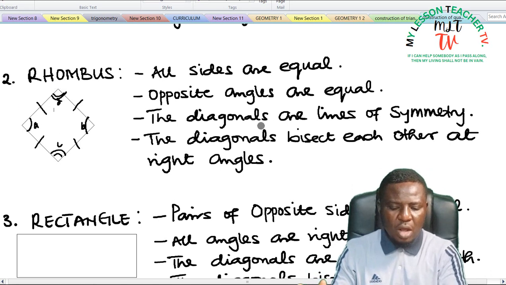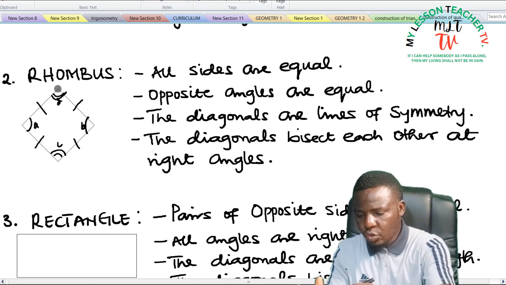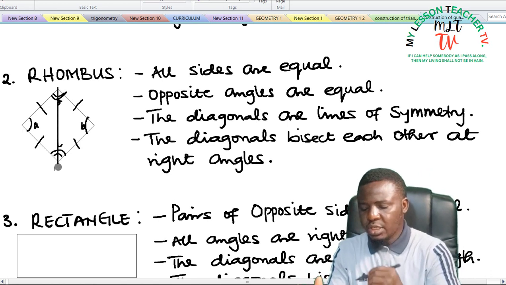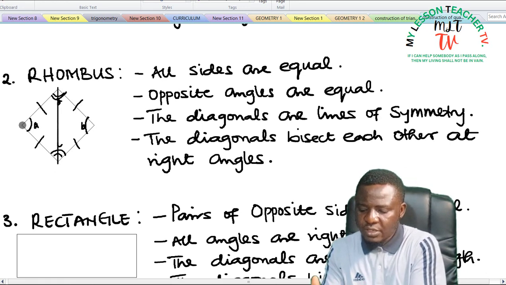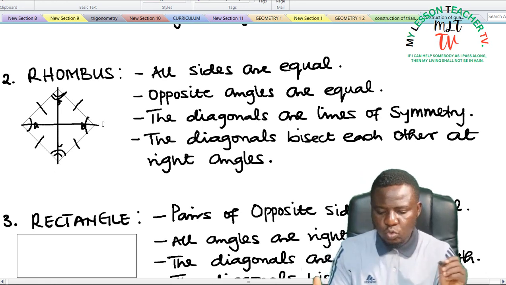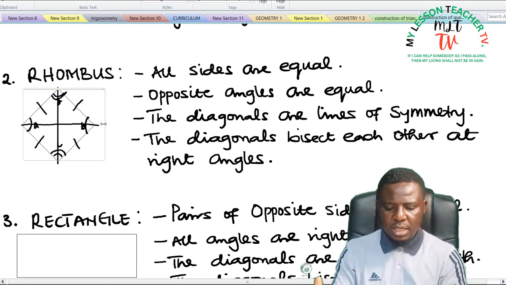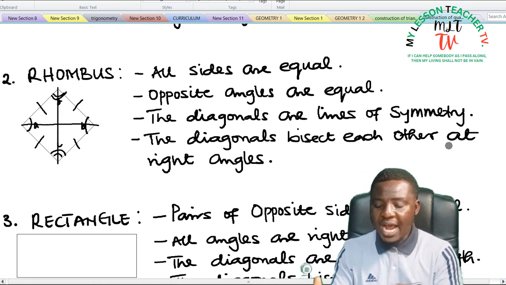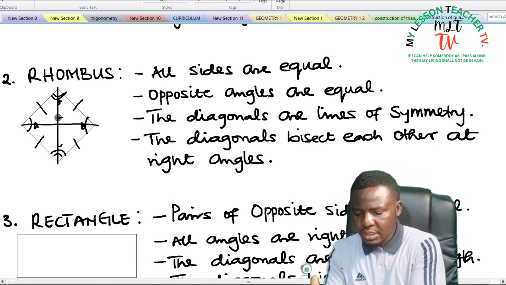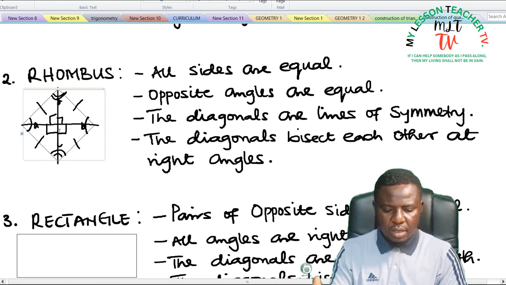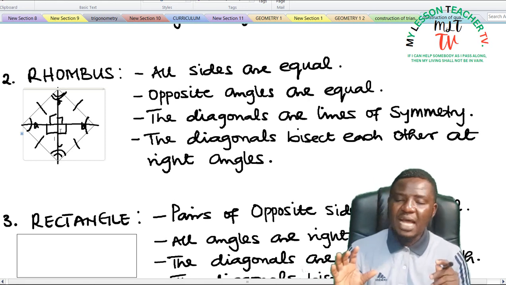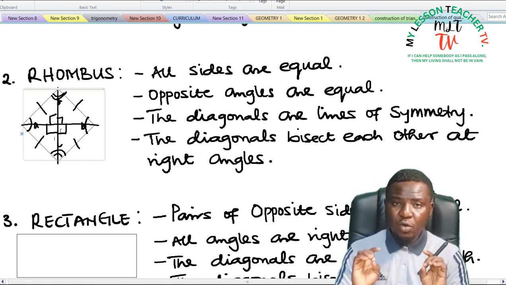Three, the diagonals are lines of symmetry. If you look at the diagonals, they are said to be lines of symmetry because they divide the shape into two equal parts. The diagonals bisect each other at right angles. You can see that. So these are 90 degrees. And that is the properties of a rhombus.